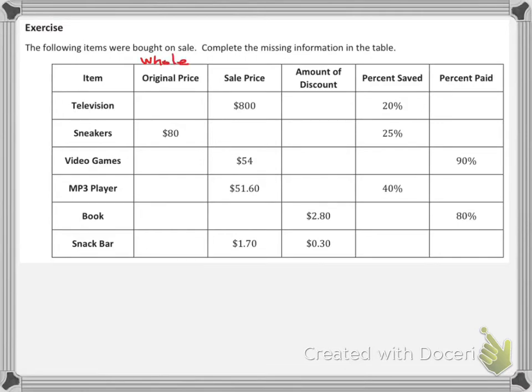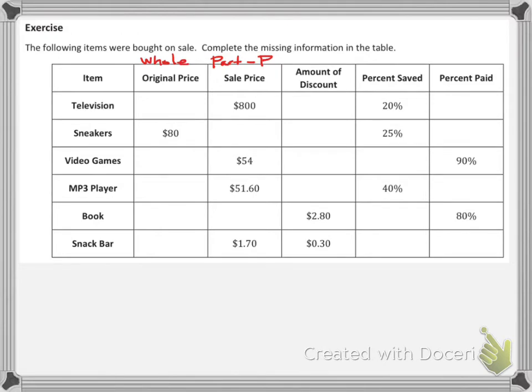Sales price. Well, it's a part, but I need to know more than just that it's a part. What type of part is it? Is it the part that we pay, or is it a part that we save? Well, the sales price is a part that we pay. I'm just going to use a P for pay. It's a part that we pay, the sales price.